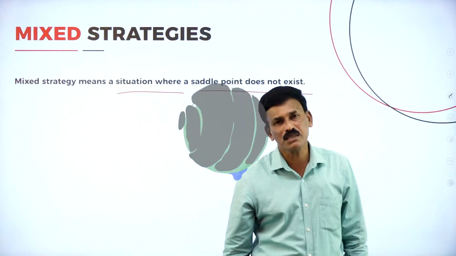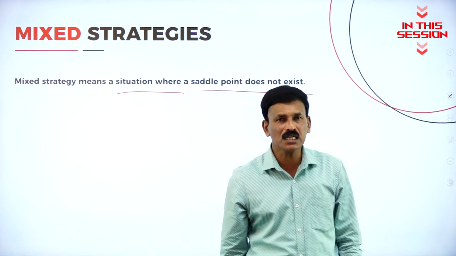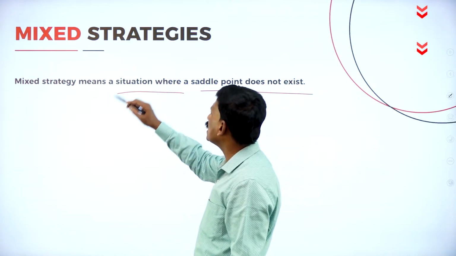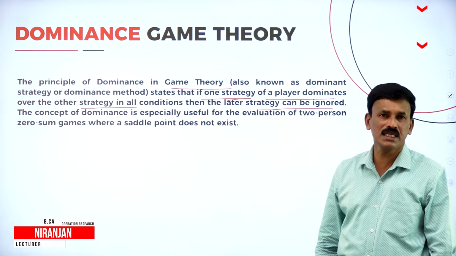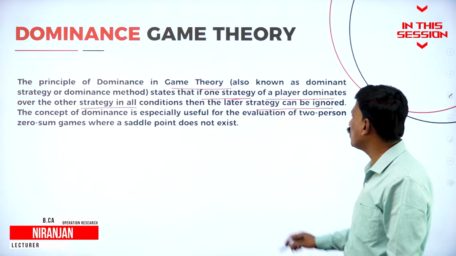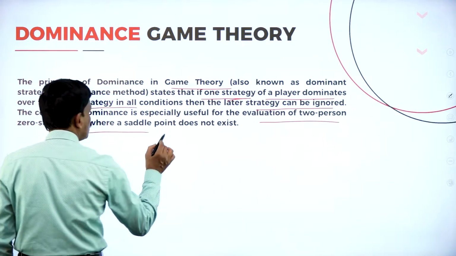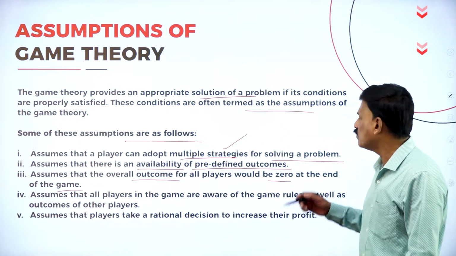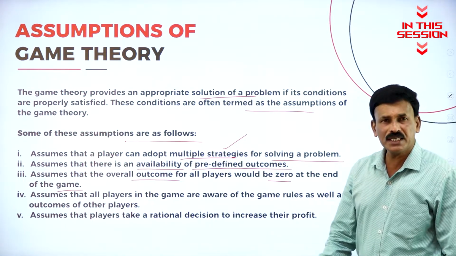If the minimax and maximin values are not equal, then the saddle point does not exist. If the saddle point does not exist, then that strategy is called a mixed strategy. The concept of this dominance theory is especially useful for evaluation of two-person zero-sum games where a saddle point does not exist. The overall outcome for all the players in the game would be zero at the end of the game.